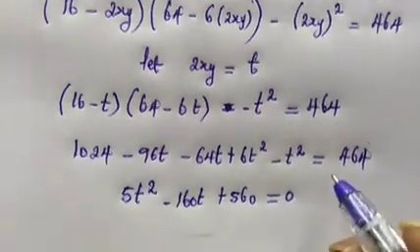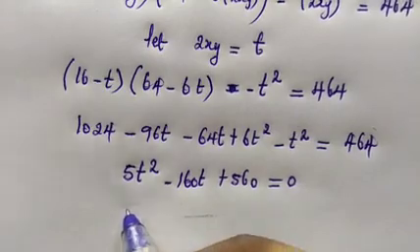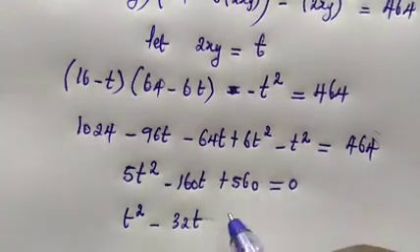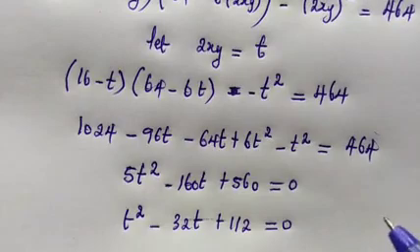This equals 0. So divide each term from both sides by 5. This reduces to t squared minus 32t plus 112 equals 0.